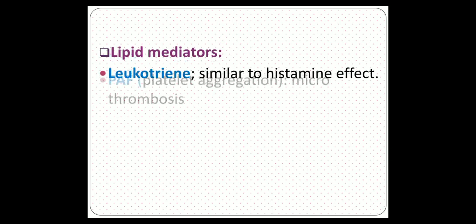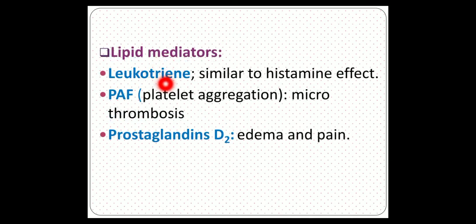The other one is lipid mediators, and they are nothing but leukotrienes, that are similar to histamine. And PAF, platelet aggregation factor. They cause microthrombosis. They are thromboxanes actually. They deal with the platelets and form the coagulation of blood and tissue damage as well. And prostaglandins cause edema and pain. Prostaglandins and thromboxanes go with the cyclooxygenase pathway, lipoxygenase pathway, and that does affect the pathways and metabolism and gives rise to this incompatibility inside the cell.